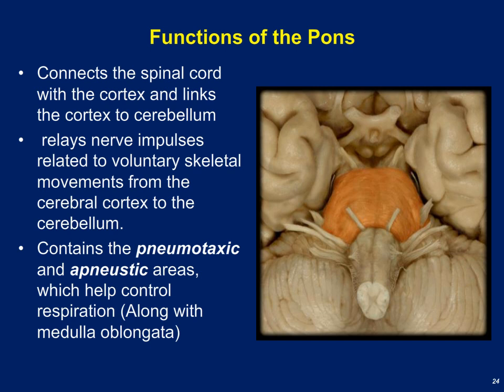It also contains the pneumotaxic and apneustic areas, which help to control respiration along with the medulla oblongata. So when you think respiration, think medulla oblongata primary, but pons is secondary, because both of them help to regulate our depth and rate of breathing.